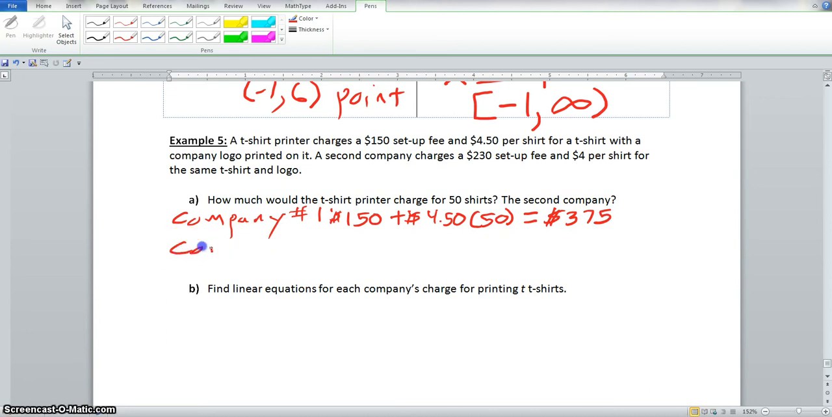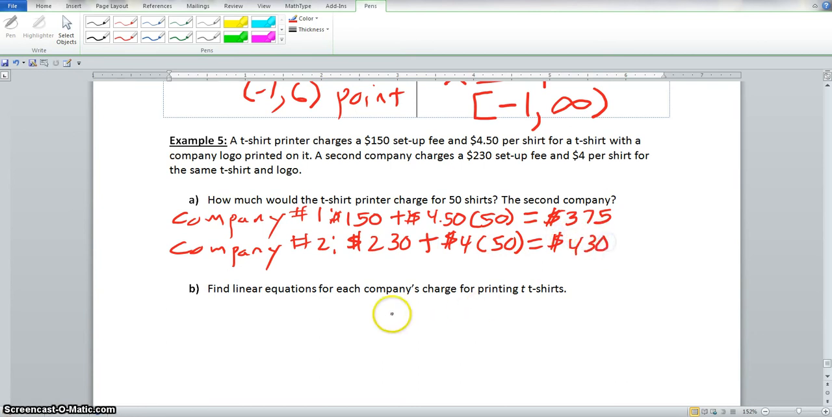Now we will go to company 2. Now if we look here with company 2, it has a $230 setup fee, plus it'll be $4 per t-shirt. And we will multiply that by 50 shirts. And that will give us a total of $430.